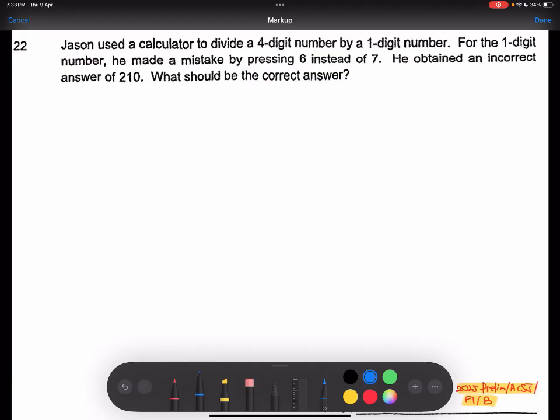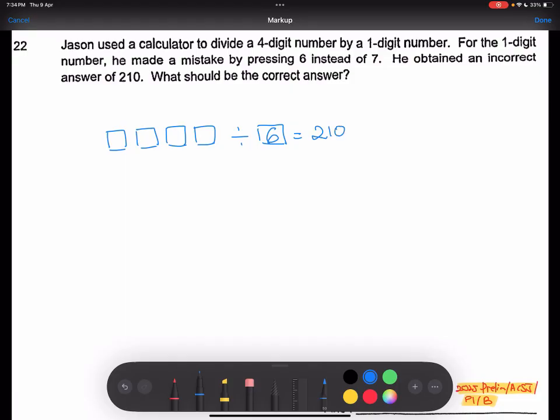Question 22. Jason used a calculator to divide a 4-digit number by a 1-digit number. For the 1-digit number, he made a mistake by pressing 6 instead of 7. So he divided the number by 6. He obtained an incorrect answer of 210.